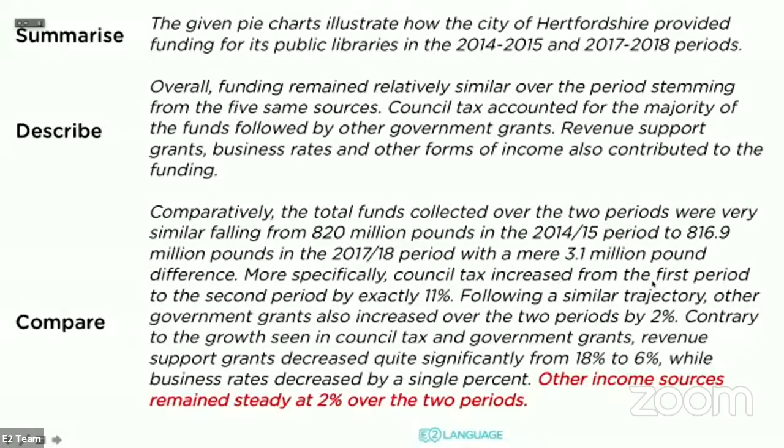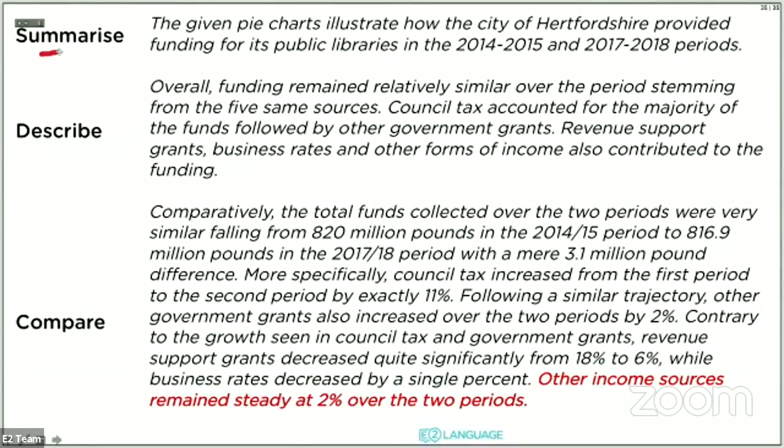Fine. Recap. Before I recap, I just want to look at this, and I want to think about, well, we know the structure. We summarize, we describe main trends, we compare. Fine. But let's just have a look at some of the grammar in here. So I just want to look at these verbs. Illustrate, provided, past tense.